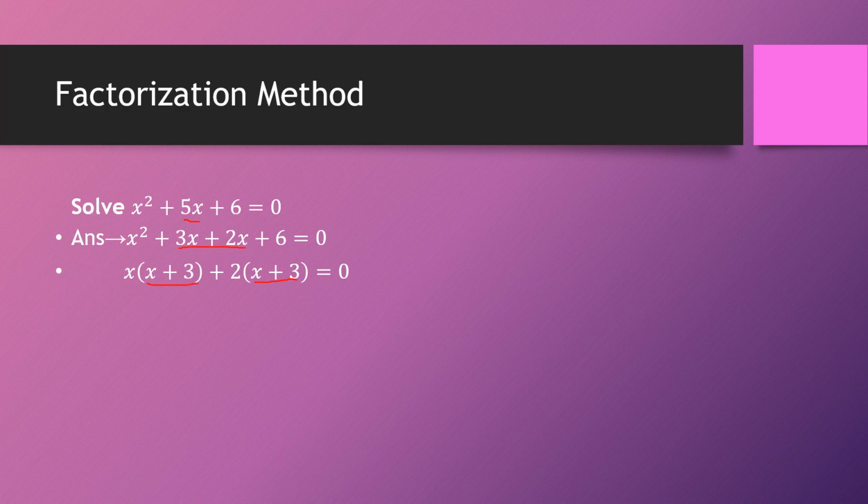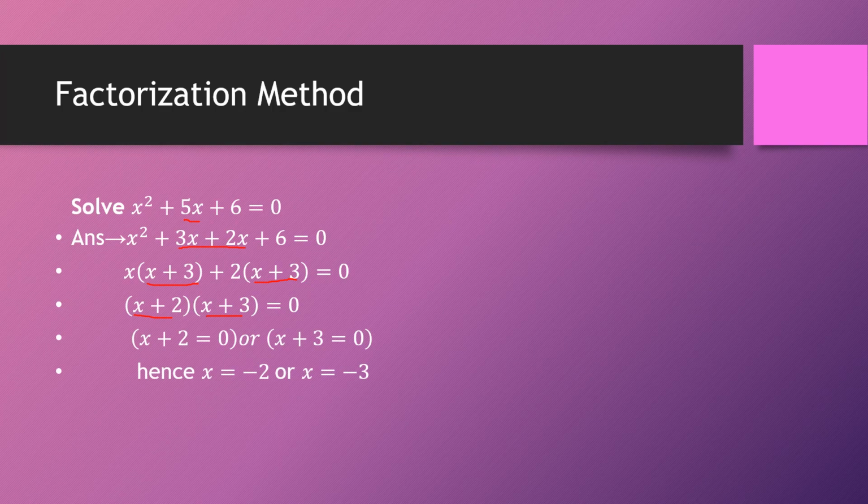Always remember that this bracket and this bracket must be the same. If they are not the same, it means the factorization has gone wrong. Now I'll take x plus 3 common. So what is left? X plus 2 equal to 0. So either x plus 2 is 0 or x plus 3 is 0. So what are the roots? You'll get x equal to minus 2, x equal to minus 3.